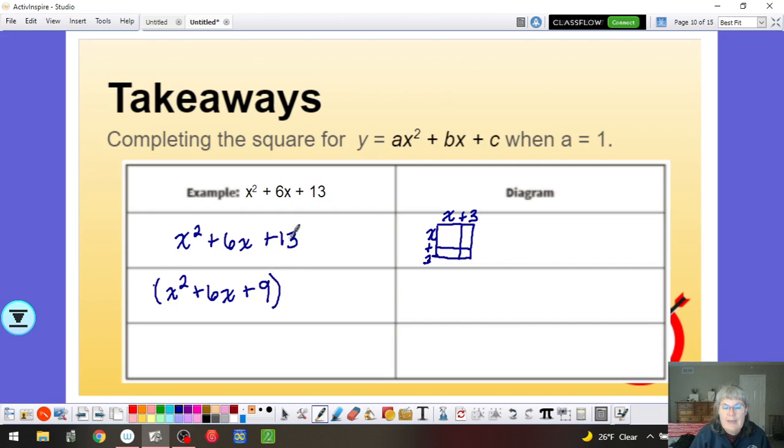And I need to have 13. So that's going to mean I need an extra 4. So the factored form will be x plus 3 squared plus 4, because 9 plus 4 gives us 13.